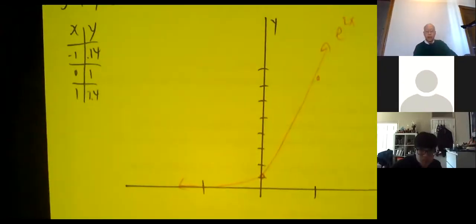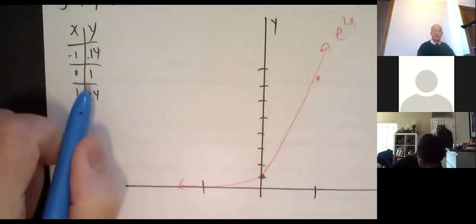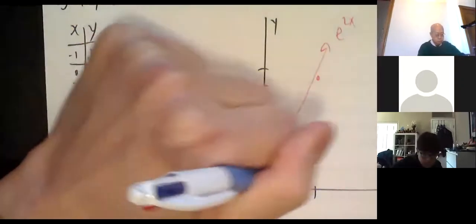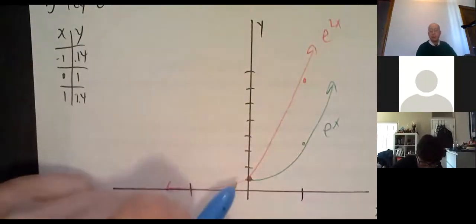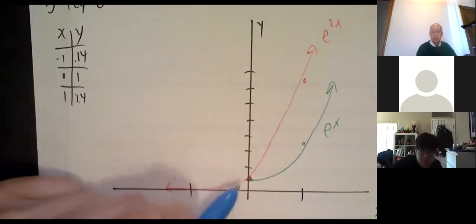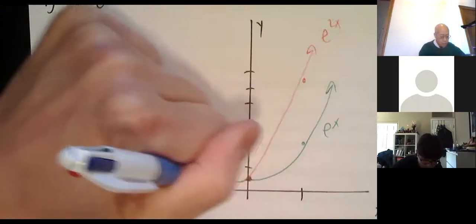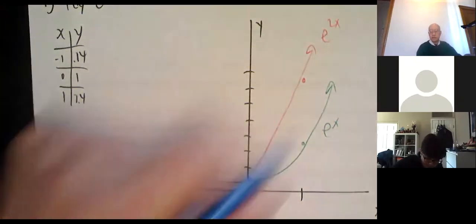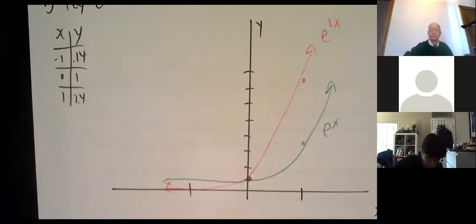E to the 2x. Okay, now how does that compare with e to the x? So let me pick a different color for e to the x. Still goes through 0, 1, but 1 gives me e, which is about 2.7. So e to the 2x jumps higher. And do we recall what that means about this side? On this side, they switch. So on this side, e to the x is higher. So I'll make it go something like that. So e to the 2x just makes it jump higher on this side, which means it goes lower on this side.